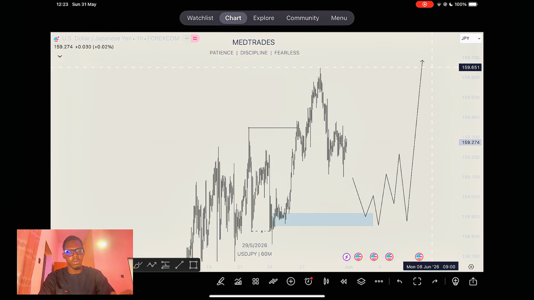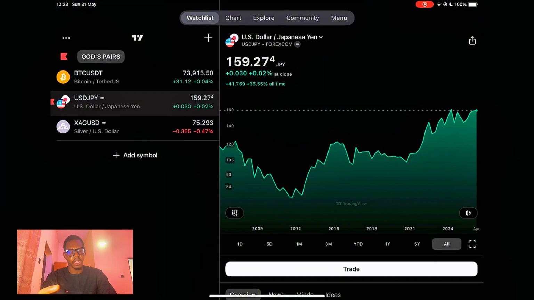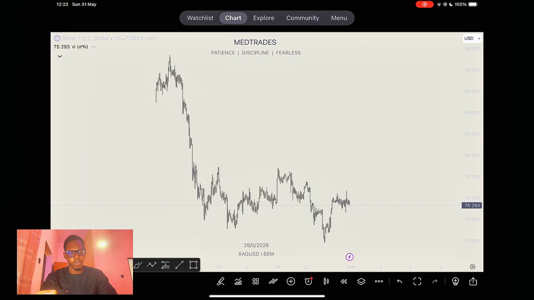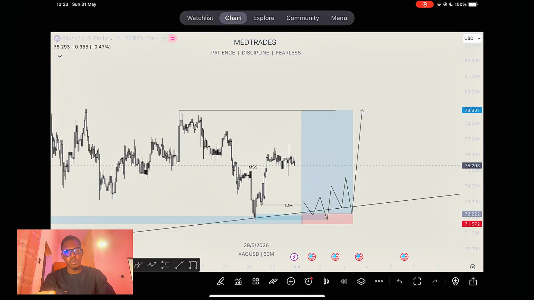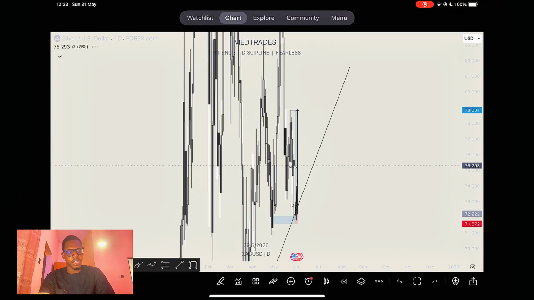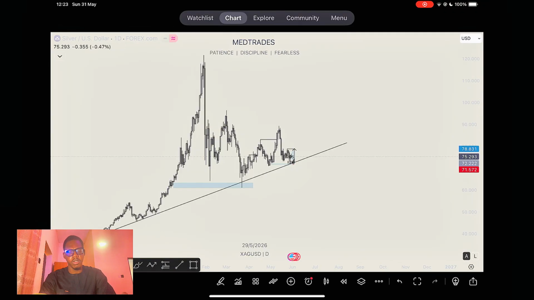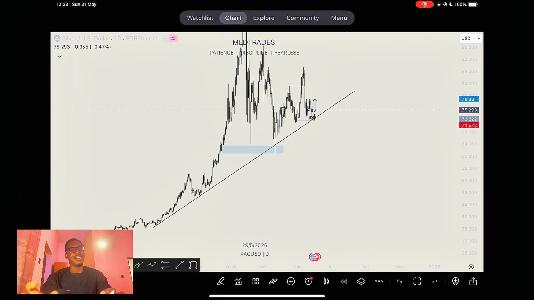Okay, so then on silver right here, I'm also bullish on silver. As you can see, I'm clearly bullish on silver. So let's go to the daily time frame to identify my directional buy. So on silver, you can also see that silver is bullish, gold is also bullish. You get gold and silver, they are both bullish.